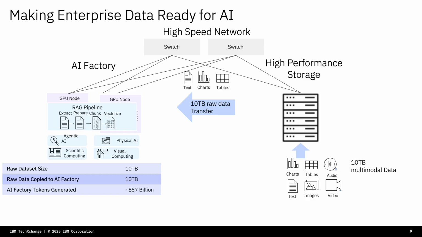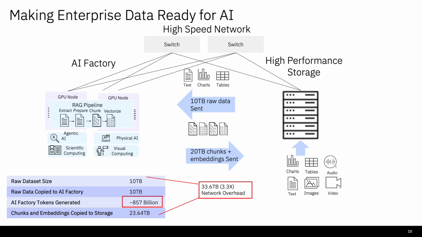As part of this process, we're going to take the data, parse it and chunk it, and then create vector embeddings, or a higher dimensional representation of that data as well. And those chunks and those embeddings then have to be sent back across the network, where they're ultimately stored into a vector database. You can see in this example the overhead is over 23 terabytes of chunks and embeddings that we have to create just to make this data ready for RAG. So if you combine this all, for that 10 terabytes of data, we've had to create 33 terabytes of network overhead and generate over 857 billion tokens on our AI factory.